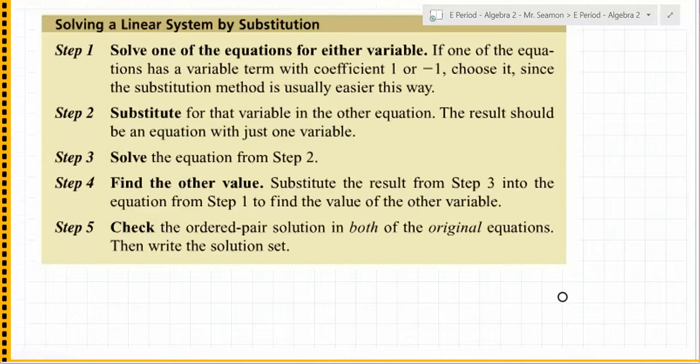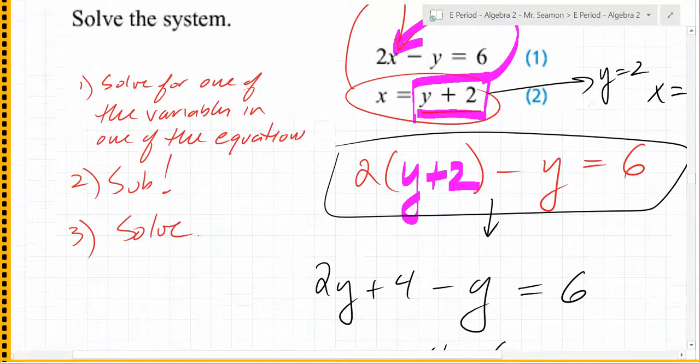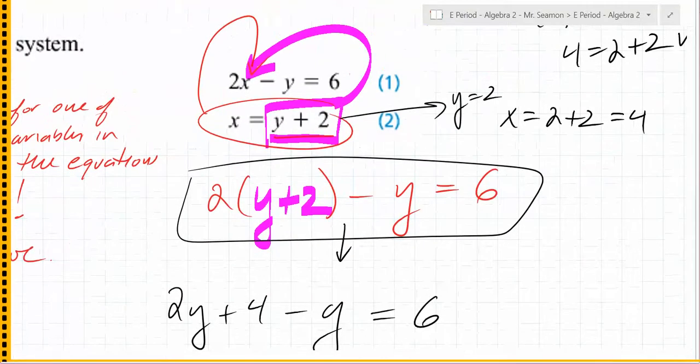So what are you going to do? You're going to solve one of the equations for either variable. Theoretically, you have two equations with two variables, so you have 4 possibilities. Usually one option is the easiest. In this case, was one option the easiest? Yeah, it was already solved for you. X equaled what?